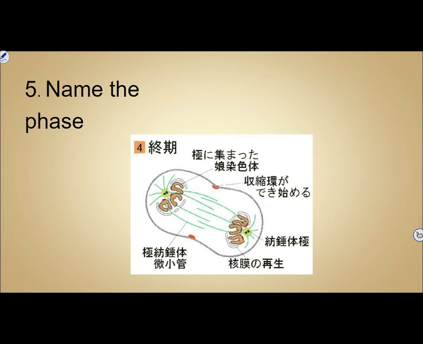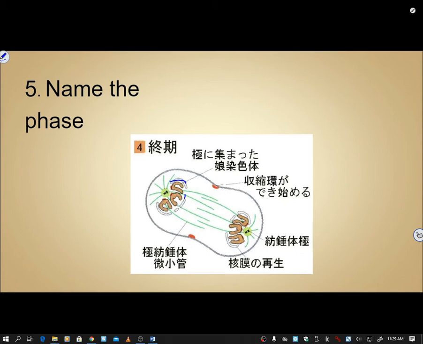All right, name that phase. I know there's some Chinese writing up here, but name that phase. Well, it looks like to me that you're starting to get that indentation of where the cytoplasm starts to close in on itself. You're starting to make two new nuclei. You can see them here. So I would say that this is telophase.